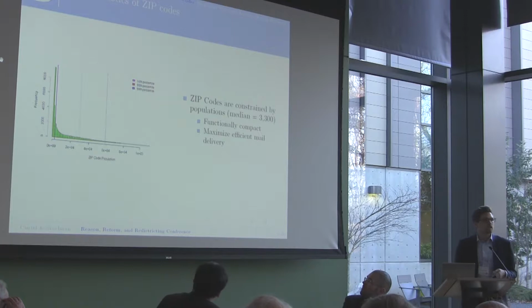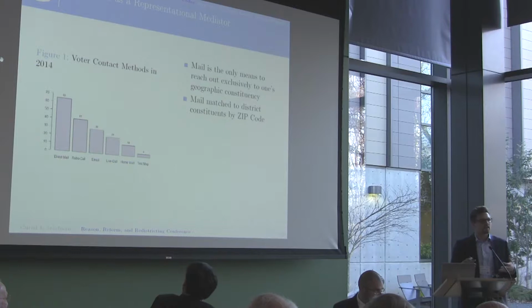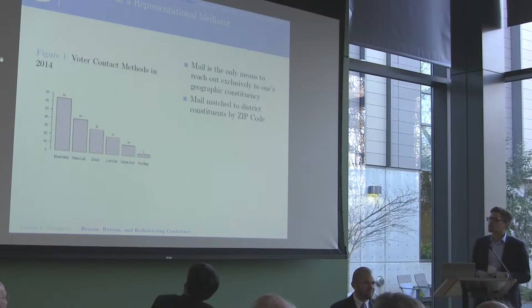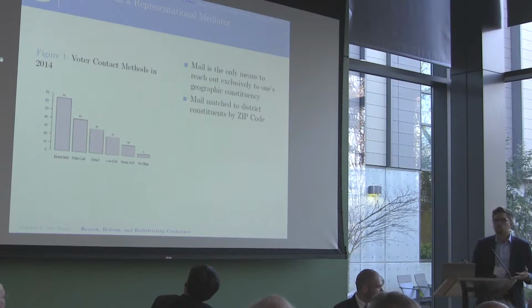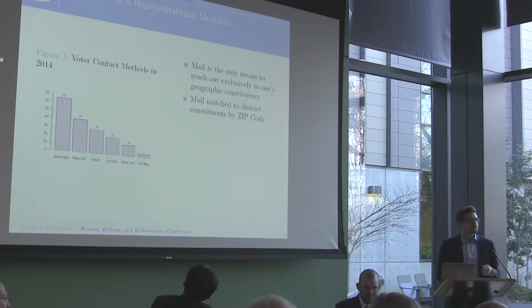So what can zip codes provide as a mediator in representation between constituents and their members? Well, more generally, mail is the only means by which you can reach out to a geographic constituency. Whether that geographic constituency is a congressional district or perhaps a water and soil district, mail is often matched by a resident zip code. You've seen the mail you've gotten says "to this person or resident of." They're assigning you that mail based on your zip code.